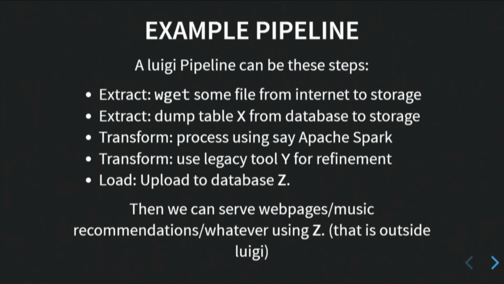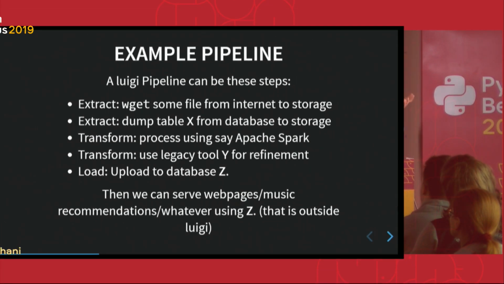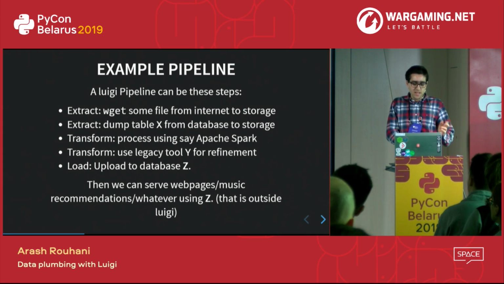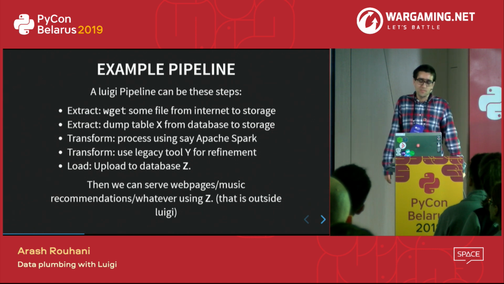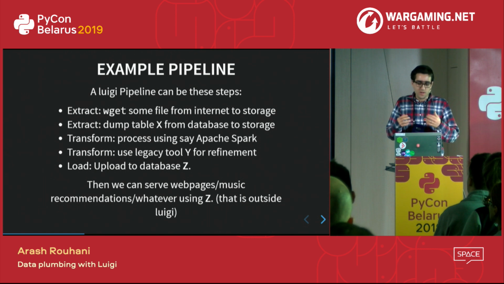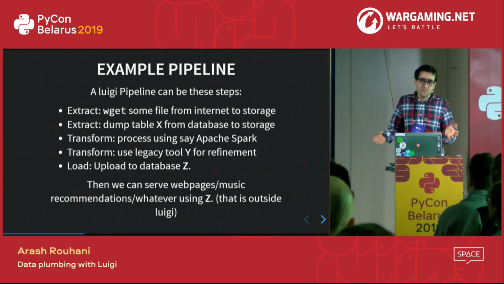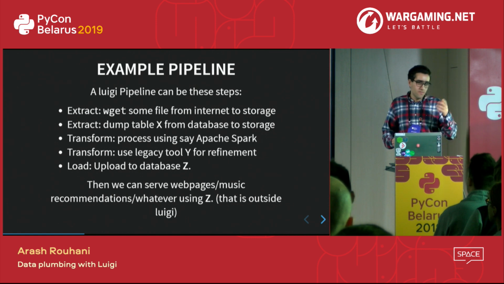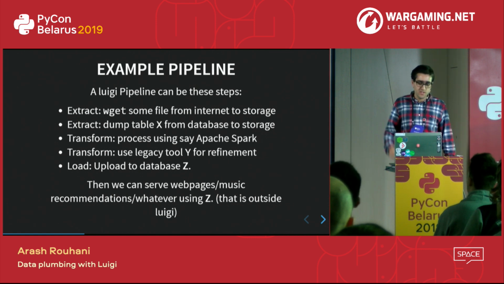This is a totally made up example. You can do one extract part, which is getting data from the internet. You download it, or you dump something from one of your databases, and then you transform. Maybe you use Apache Spark, not typically, but many use it. You use one of your internal local tools to do some other processing, and then you upload it somewhere to a database, and that can be serving web pages or music recommendations or whatever.